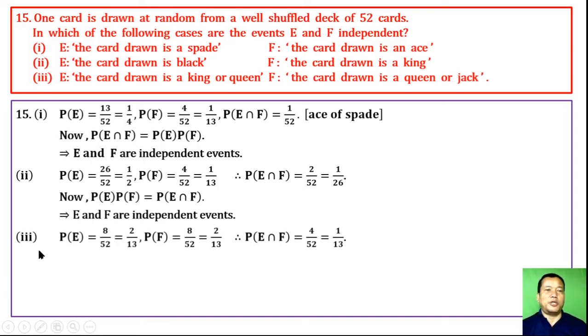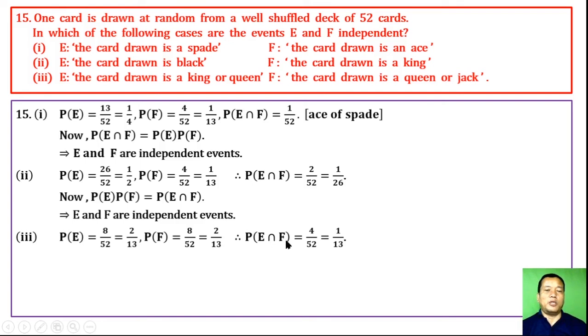For Roman number 3, the card drawn is a king or queen. Therefore, probability of E is 8 by 52. There are 4 kings and 4 queens. Sum up, we get 8 by 52. That is 2 by 13. P of F means the card drawn is a queen or jack. There are 4 queens and 4 jacks, whose probability is also 2 by 13.